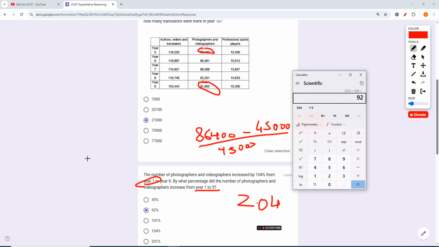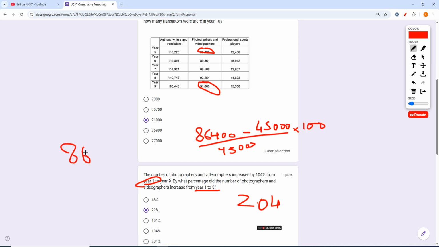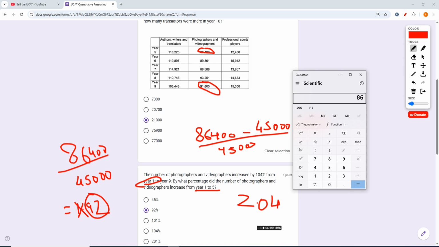Wow. Is there a better way of doing it? The answer is hell yes. New value, 86,400, divided by old value, 45,000. Just do it. This would end up giving you 1.92. Ignore the 1. Whatever is left over, 92, is your answer. So there you go. That's an easy, fast speed maths way of finding percentages.